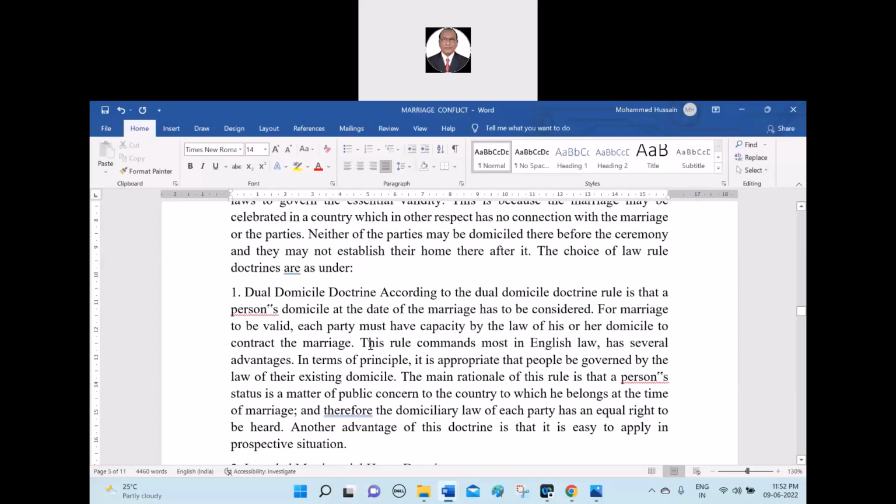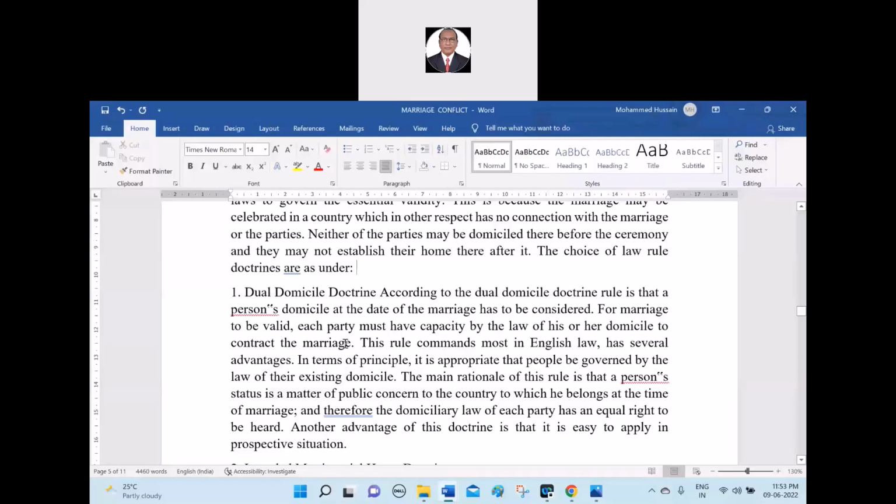According to the dual domicile doctrine, the rule is that the person's domicile at the time of the marriage has to be considered. For a marriage to be valid, each party must have the capacity by the law of his or her domicile to contract the marriage. Yes, the party's domicile is the important factor to know the capacity. This rule commands most support in English law and has several advantages. In terms of principle, it is appropriate that people are governed by the law of their existing domicile.